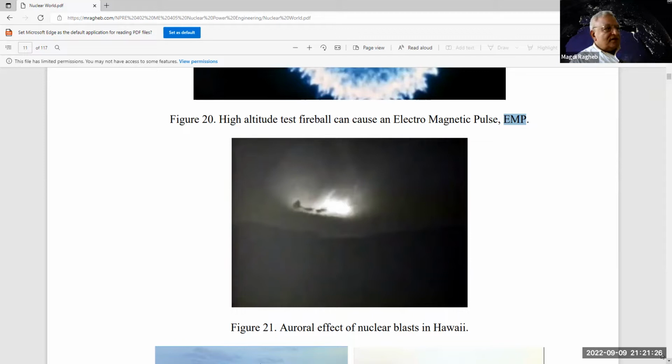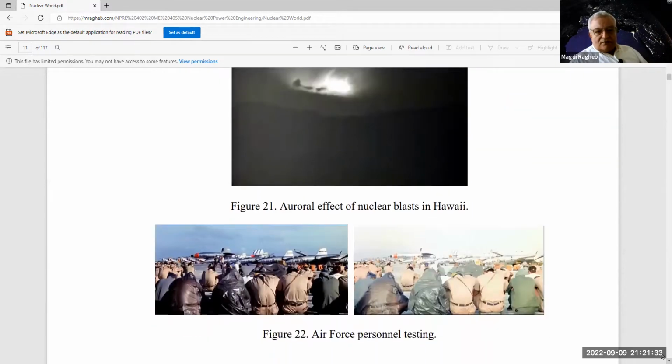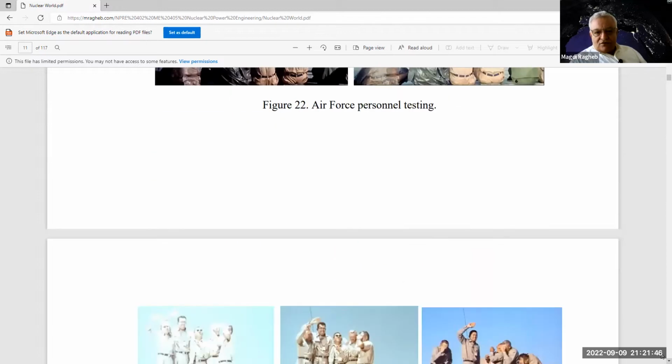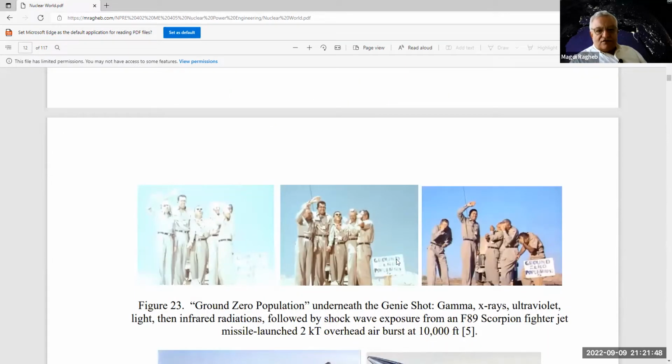So testing of these weapons basically proceeded up and on land and in the atmosphere. You could see here that they tested it at Air Force. Basically, personnel have been tested. They were asked to watch the explosions to see what their effects are. This is another situation where they exploded a device up in the air here, and they had some personnel standing on the ground right under where the explosion occurred up in the sky.